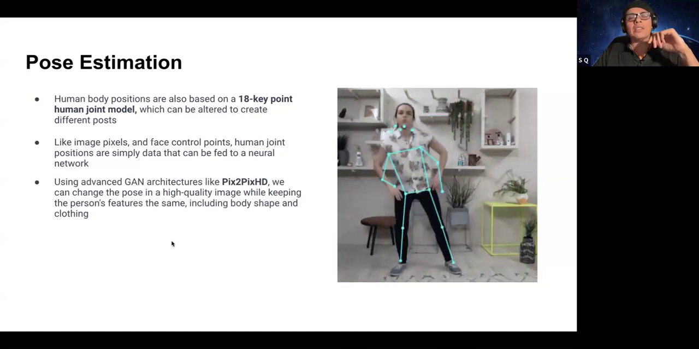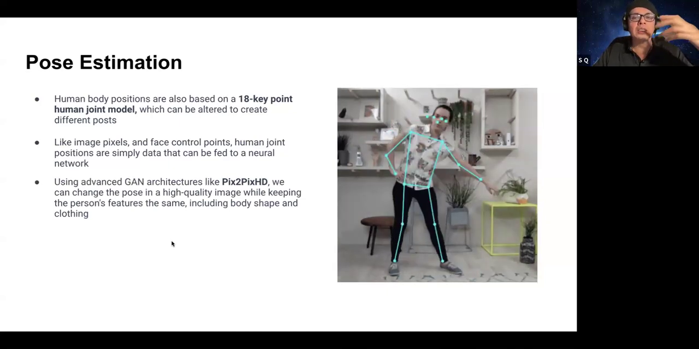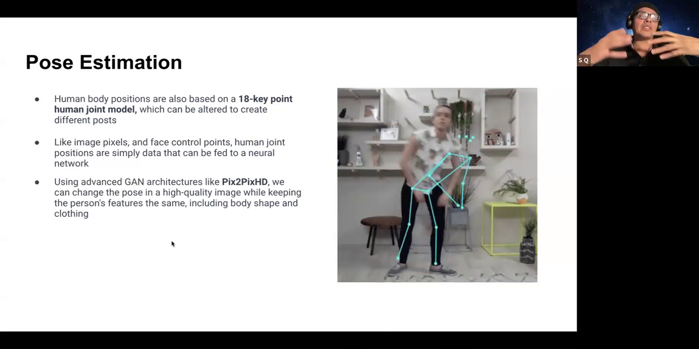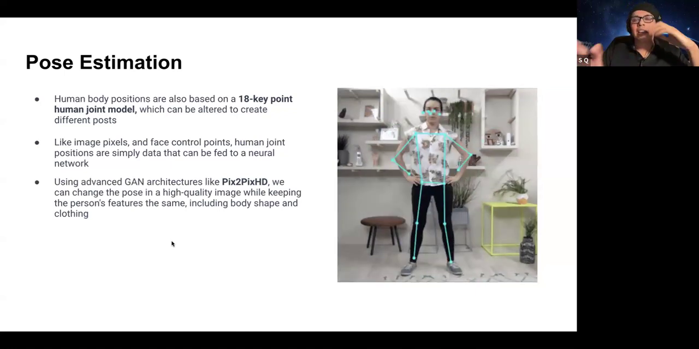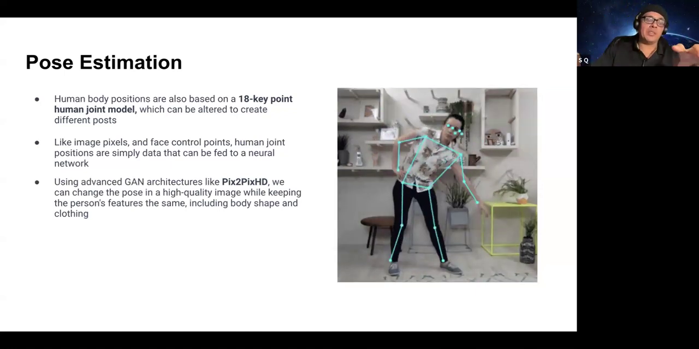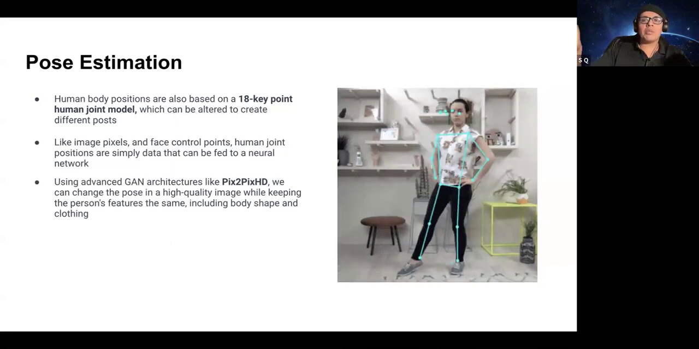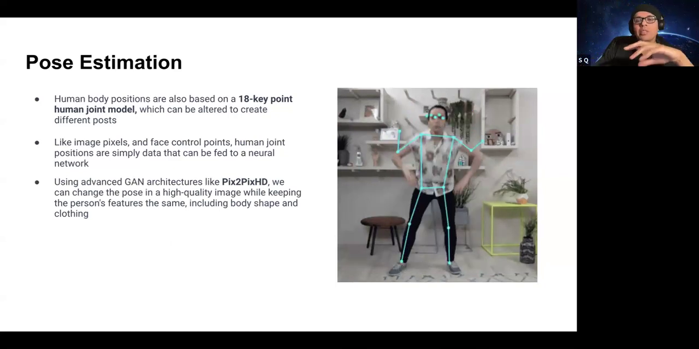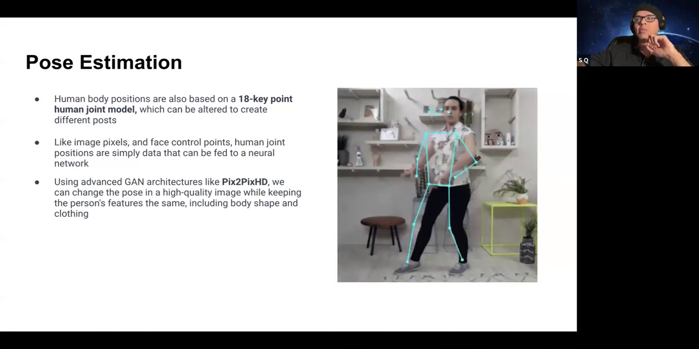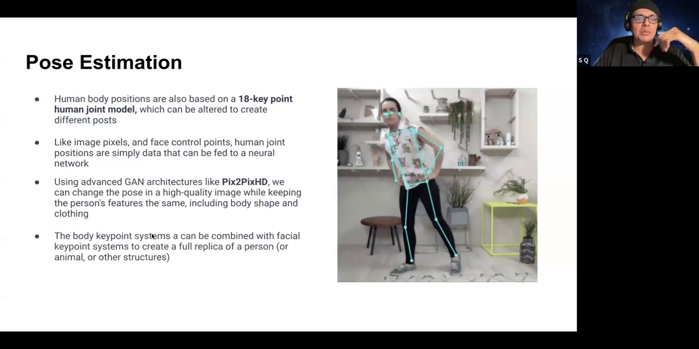An architecture called Pix2Pix HD does this. You can look at the GitHub online to see how it works. You can change a person's pose from a static image into another pose, and then their body forms around their pose. So you can create fake poses of people.